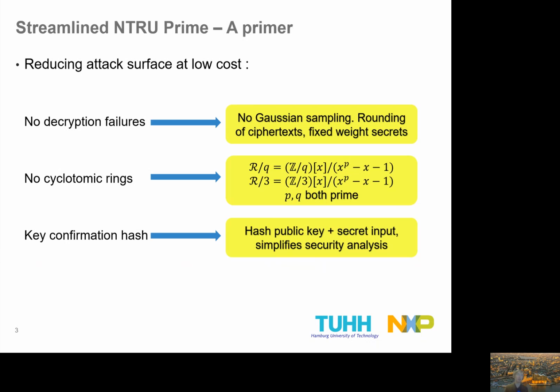Finally, Streamlined NTRU Prime also uses a key confirmation hash, which is appended to the ciphertext. This is a hash of the public key and the secret input, and this is done in order to simplify the security analysis of the algorithm.